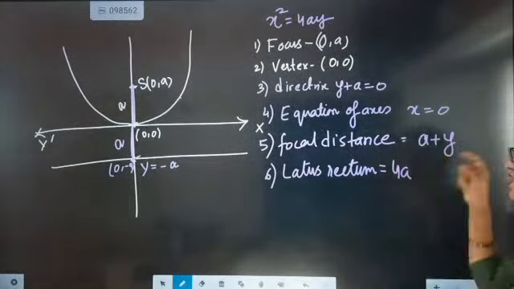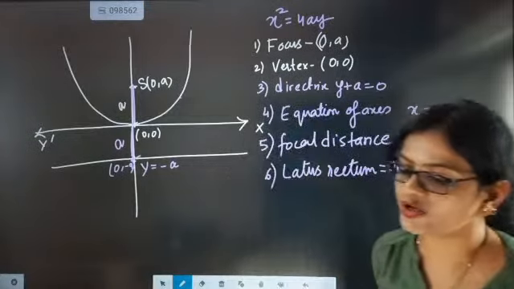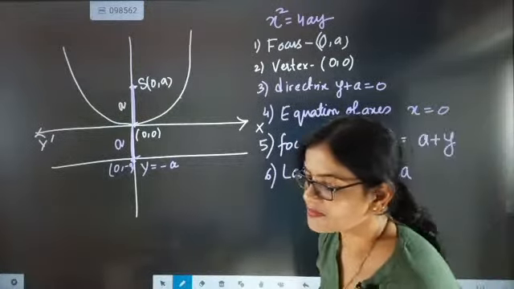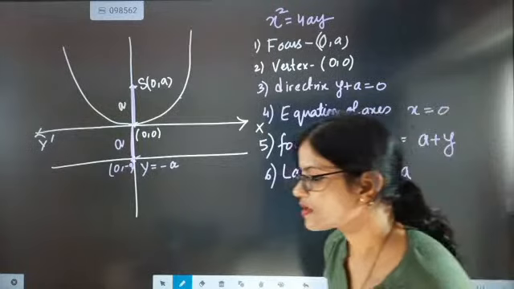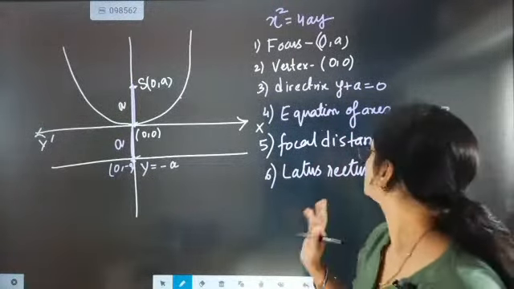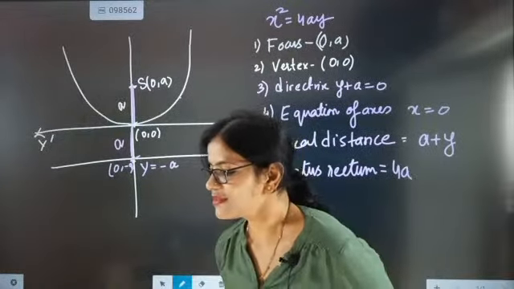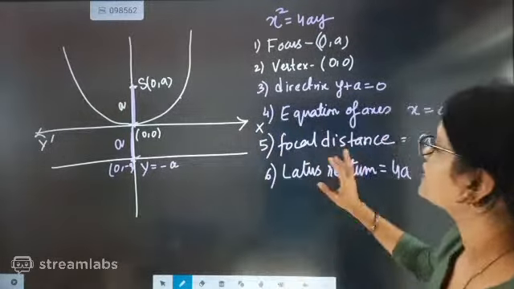The latus rectum is coming as 4a. The latus rectum is going to be 4a. Understood till here? The latus rectum part. Thank you, Joginder. Now look here.